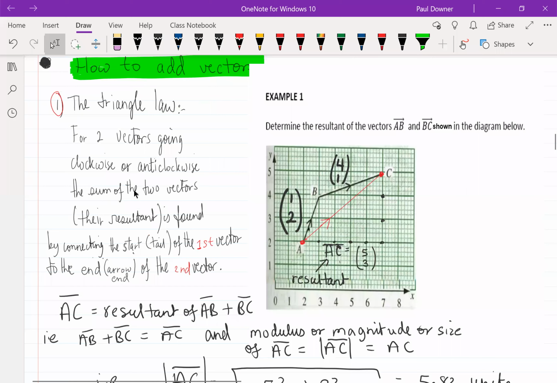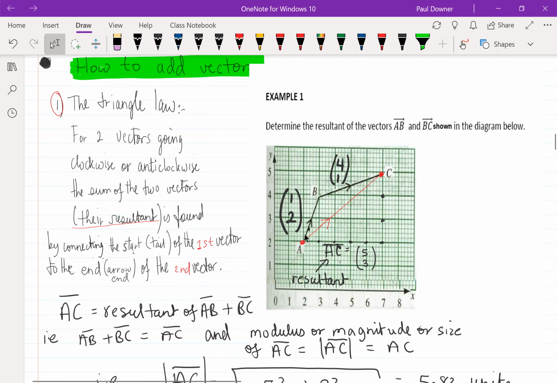Now, the sum of the two vectors, if they are both going clockwise or anti-clockwise, we use the triangle law. And to get the sum of the two vectors, which is known as their resultant, when you add two vectors together, the sum that we get is known as the resultant, is found by connecting the start or tail end of the first vector to the end or arrow end of the second vector.